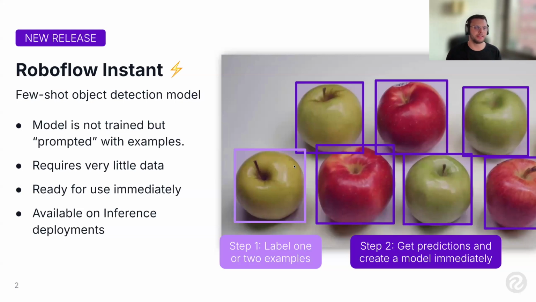And you can imagine it like this. You can see the image here on the right-hand side with a few apples. And you can actually label one image. You can label one apple, as you can see here. And by calculating the embeddings, the model is able to find similar looking objects on the image. And you don't even have to label the full image to get started. So the cool thing about it is that it requires very little data and it's ready to use immediately because you can skip the training process.